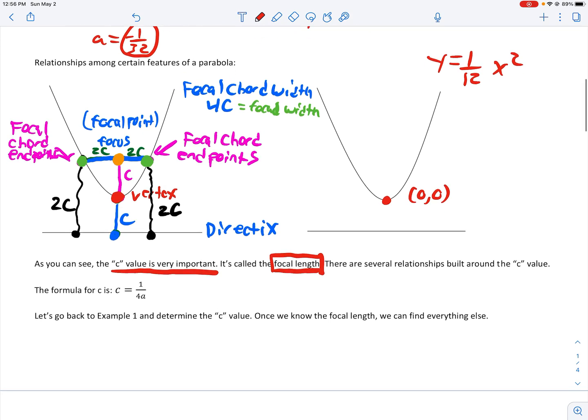Now, how do we find c from our equation, y equals 1 over 12 x squared? C, and this is going to be very important, you're going to want to star this, is the focal length. Everything relates to c on our parabola. Everything's in terms of c's: you've got c, 2c, 4c. So c is the focal length. It's found by doing 1 over 4a. Remember, a is the number in front of the x squared. So that's very important for us.